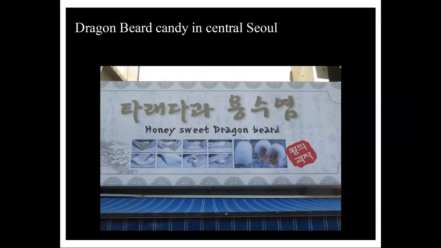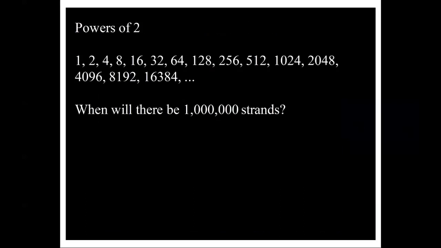But a great question for your students is, when will there be a million strands? He had that piece of candy initially, one piece, and then he folded it over and over again, doubling each time. Remarkable. So when will you have a million strands all together? Essentially, it's 2 to the power x equals a million. And of course, there are different ways of solving that.